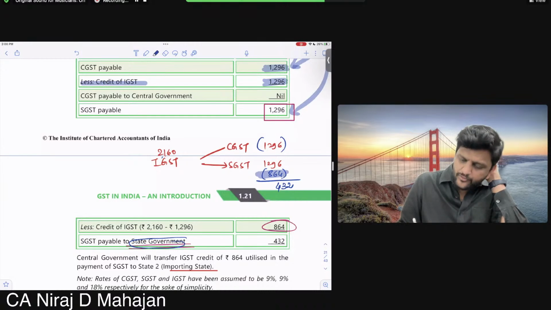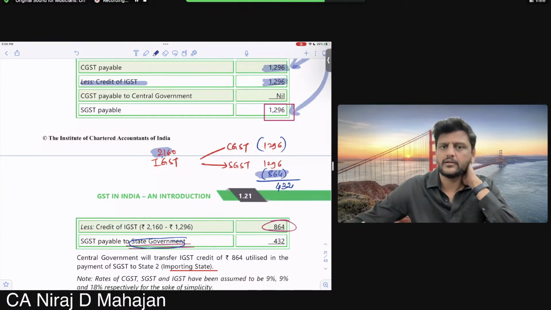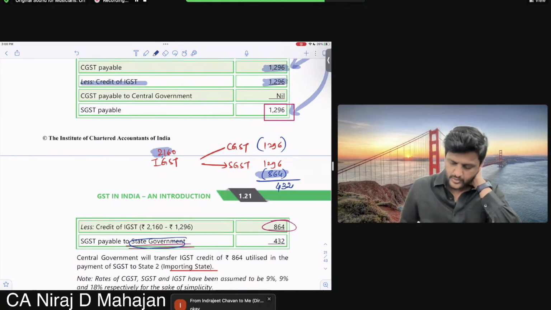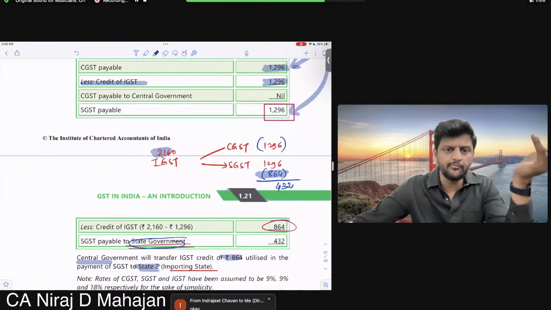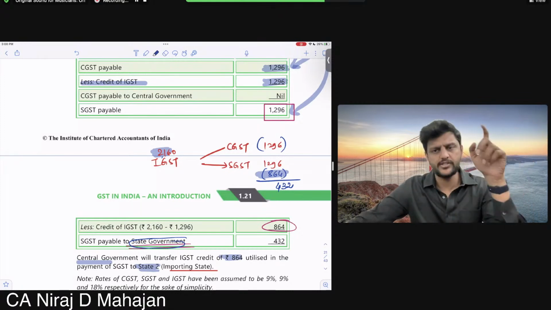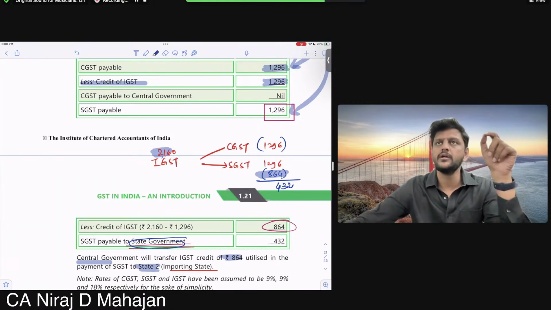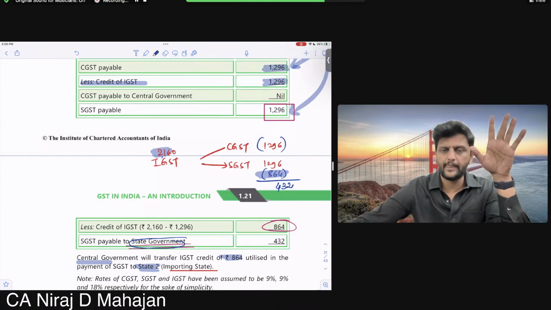And how are you reducing 864? IGST. And IGST mainly goes to the center. So now the center will pay 864 rupees to the state government. Which state government? The importing state. Why the importing state? GST is destination based, consumption based. Correct?